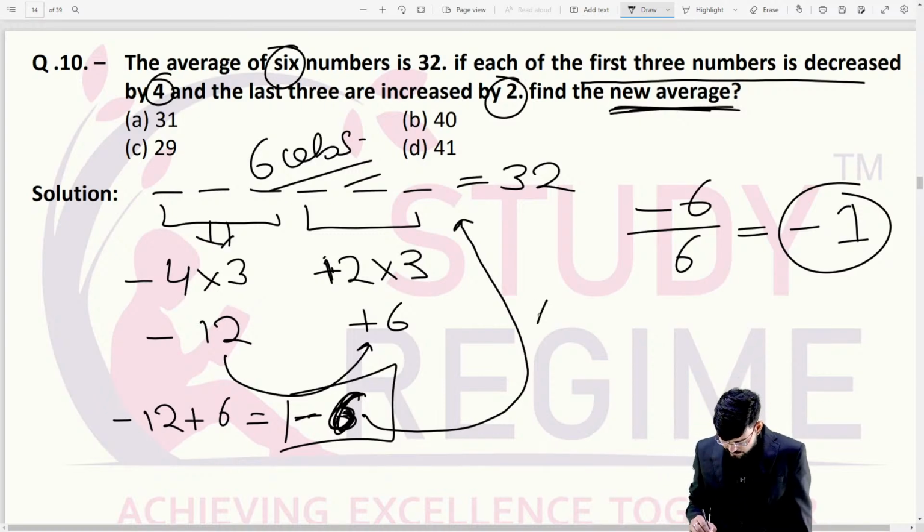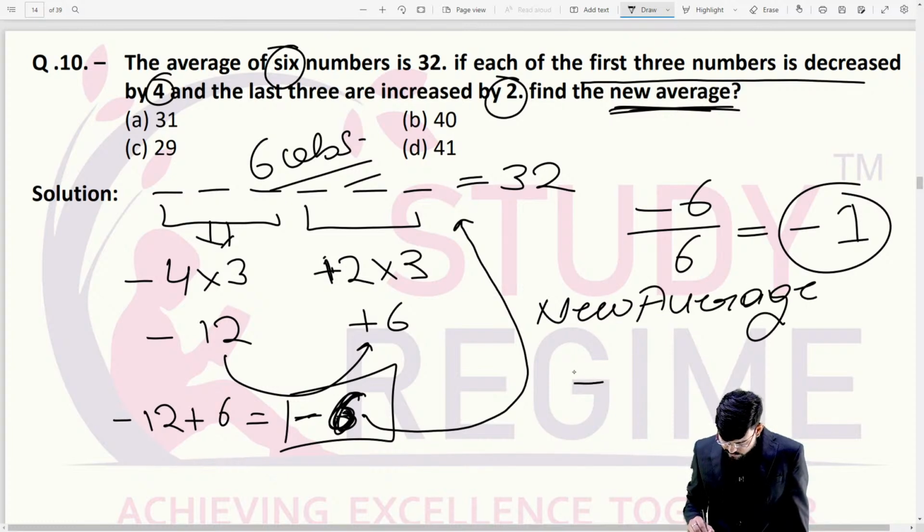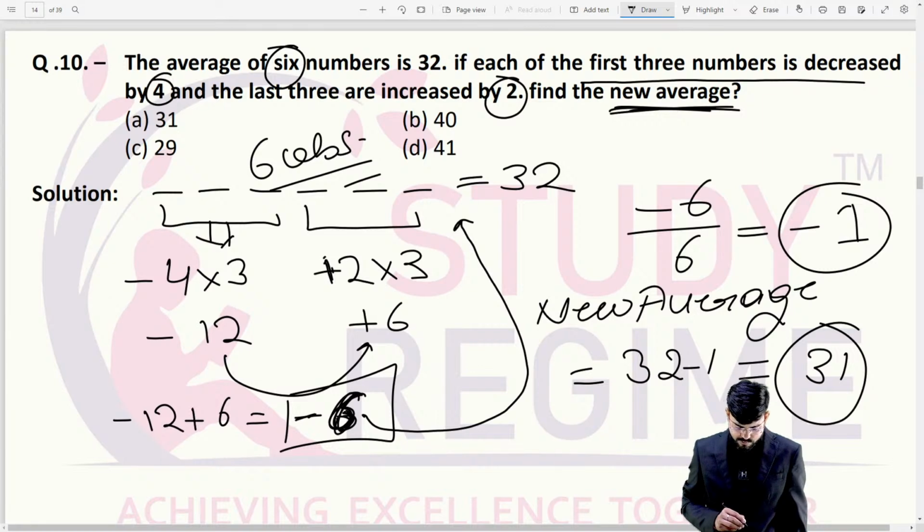Okay, now you can write like this. New average is equal to 32 minus 1, you will get 31. So where is the answer? The option for question number 10 is A.